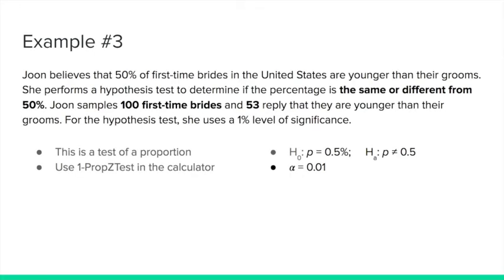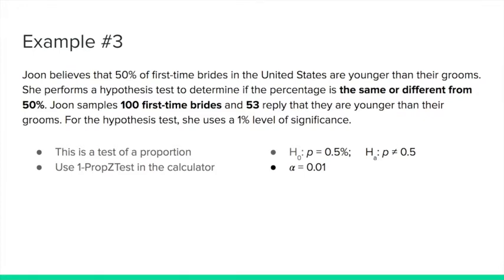For example number 3, this is our first shot at testing a proportion. We have someone who believes that 50% of first-time brides are younger than their grooms. So we're going to run a one prop z-test this time, okay? Anytime you have a proportion, you're going to do one prop z-test. There's no real decision to make about z-test or t-test. If you determine that what you're dealing with is a proportion, it's automatically one prop z-test.